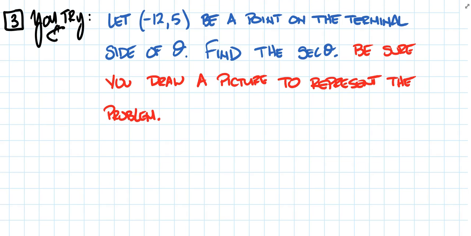Okay, box number 3, a u-try. Let (-12, 5) be a point on the terminal side of theta. Find the secant of theta. Since this is a u-try, you can only plug in 1. So I want you to draw the picture, find the value of r, and tell me what the secant of theta is. Make sure that you have drawn the picture correctly in the right quadrant to represent the problem.